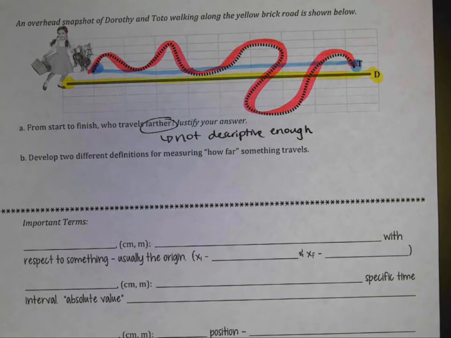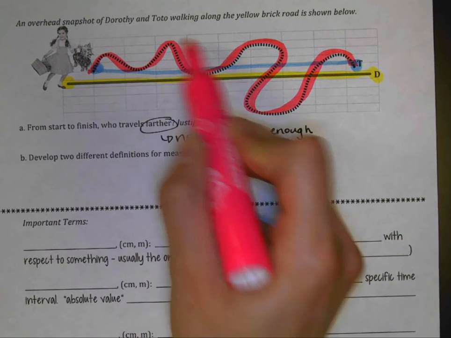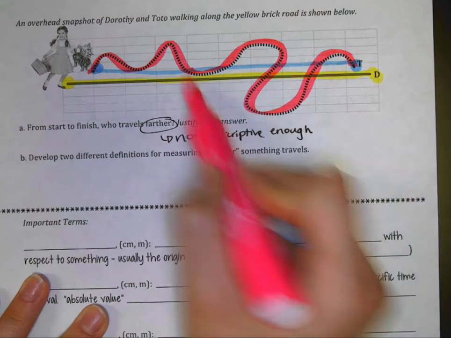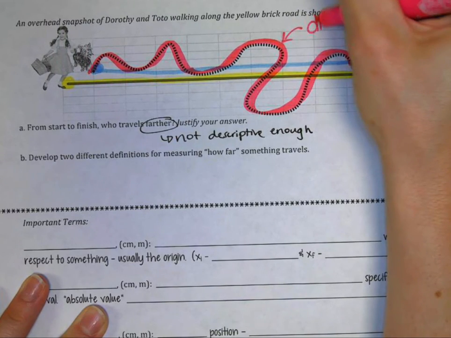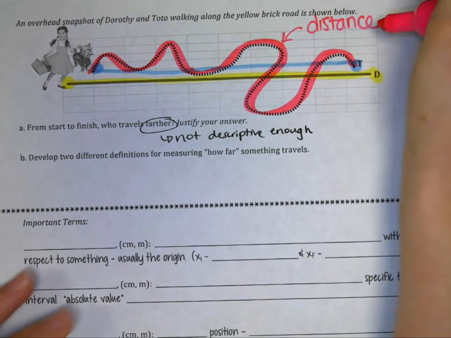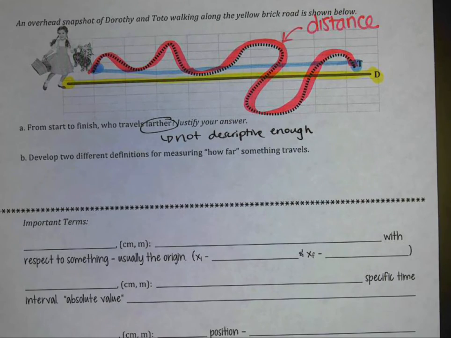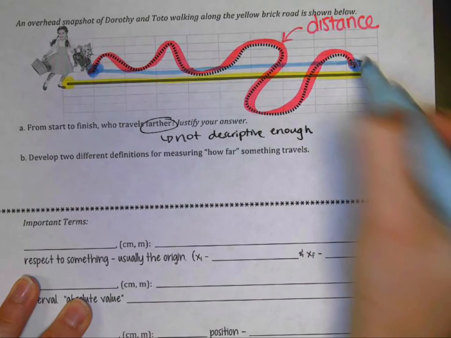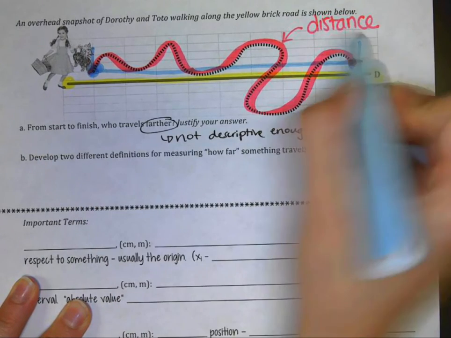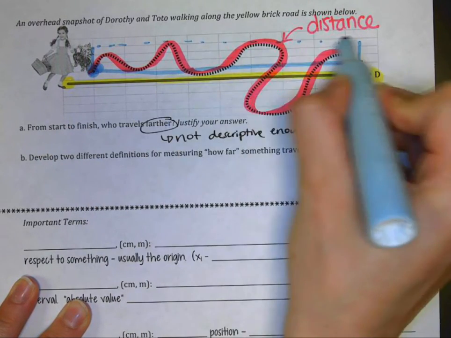So, what's the right answer? Again, there's really no right answer for that. It's just the fact that we need to have a better definition. So if I'm talking about the actual stretched out line from Toto, if I were to just straighten that out and measure that, that is something we call distance. If I were to look at just the change in Toto's position from his start to his end, that is called displacement.